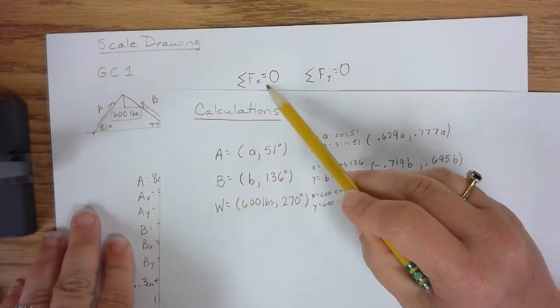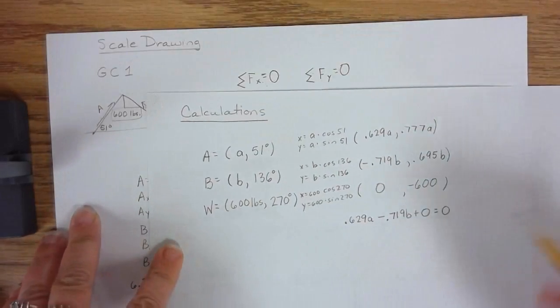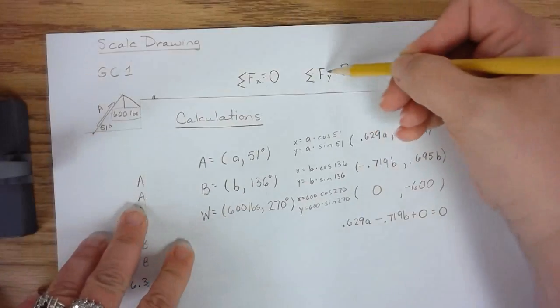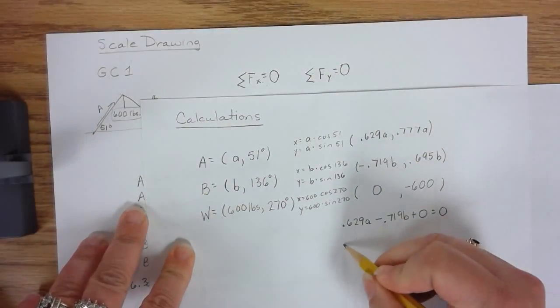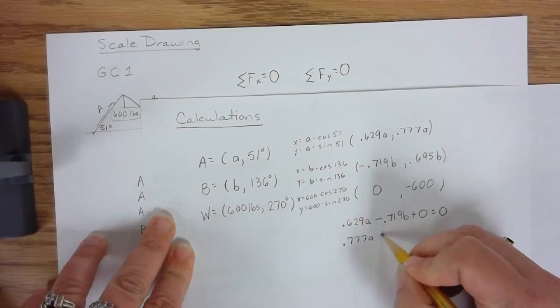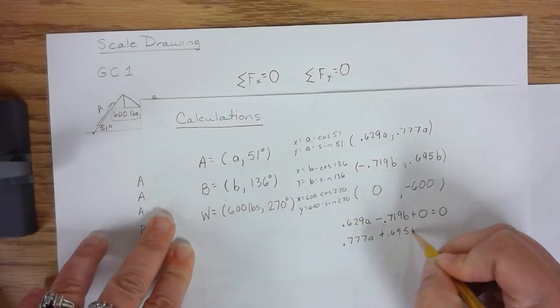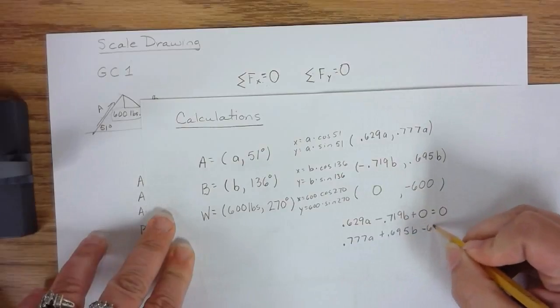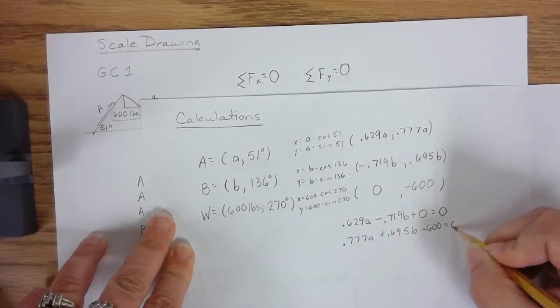It goes back to this. Let's add the sum of the y directions and set them equal to 0. So 0.777a plus 0.695b minus 600 is equal to 0.